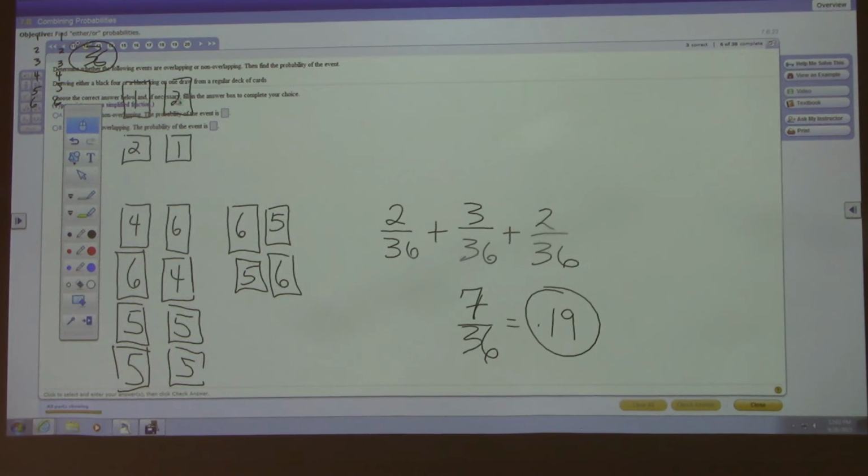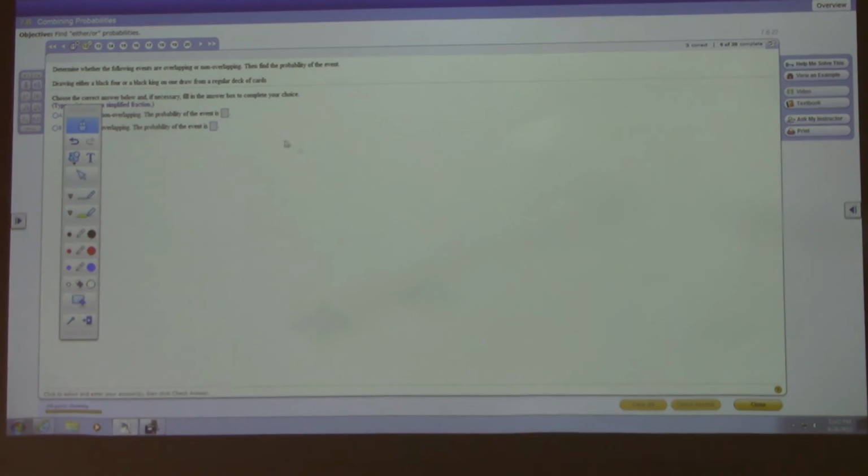What does this one say? This one says, find the probability of drawing either a black 4 or a black king. Well, that's the same thing. No, you don't have to do that one. We're going to move on to bigger and better things.